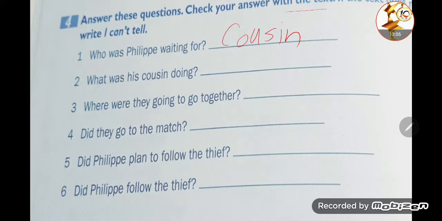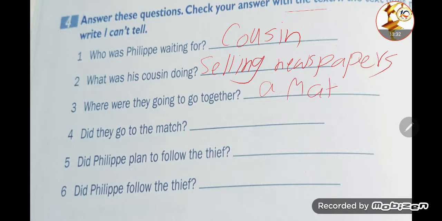Number 2, what was his cousin doing? He was selling newspapers. Where were they going to go together? To a match, to watch a match. Match means a football match.